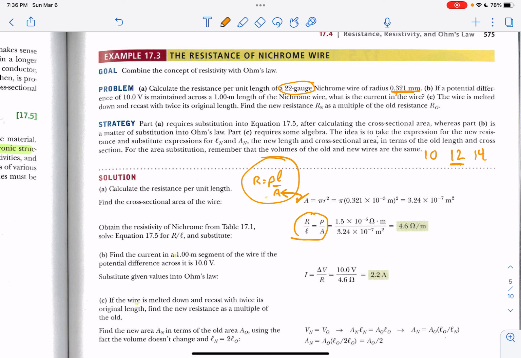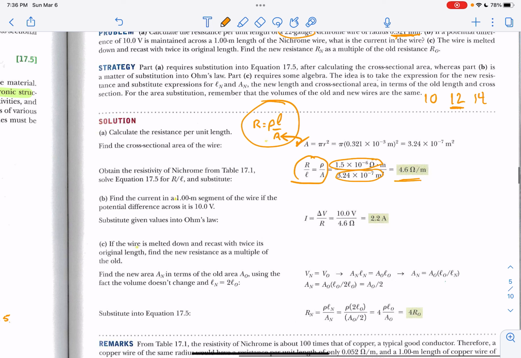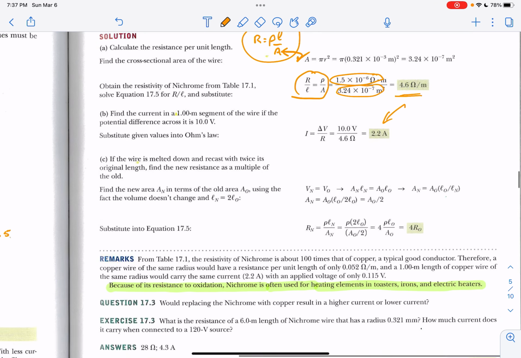And so we need to find our resistivity, which comes from the chart, or you would be given it in a problem, and your cross-sectional area, which you just calculated, and now you find the resistance per meter, 4.6 ohms. Then you can apply Ohm's law to find the current that's going to be going through that wire with that resistance if it is under a 10-volt potential difference. And by the way, you're going to be using Ohm's law hundreds of times, with no exaggeration, over the next couple of chapters.